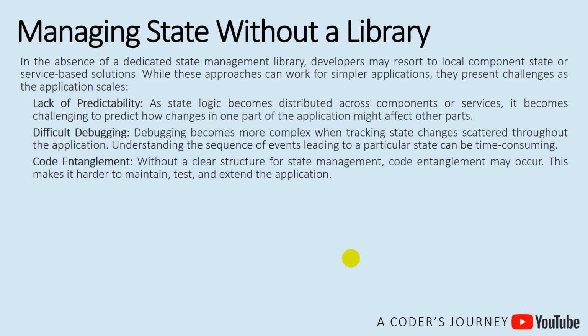Next, code entanglement. Without a clear structure for state management, code entanglement may occur. This makes it harder to maintain, test, and extend the application. So again, because the code for state management is scattered all over your application in services and in components, code entanglement or spaghetti code is very probable, and of course this makes your code base less maintainable, less testable, and less extendable.